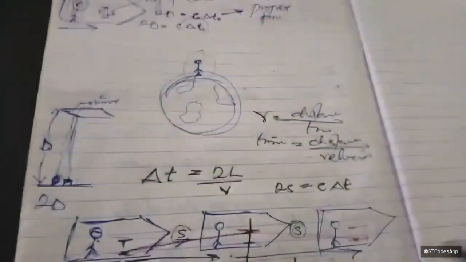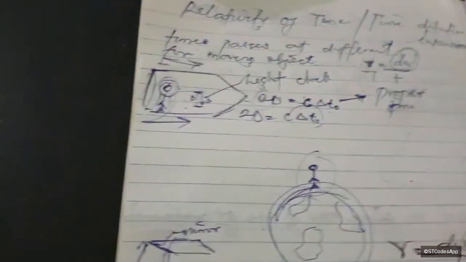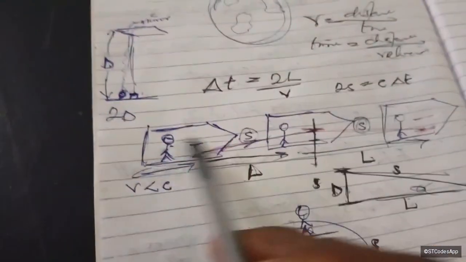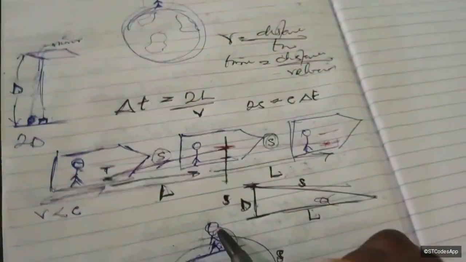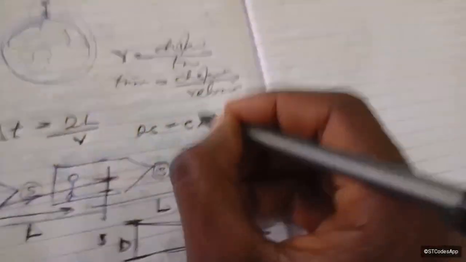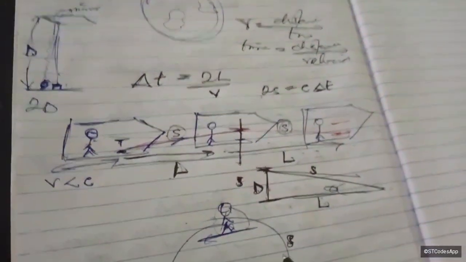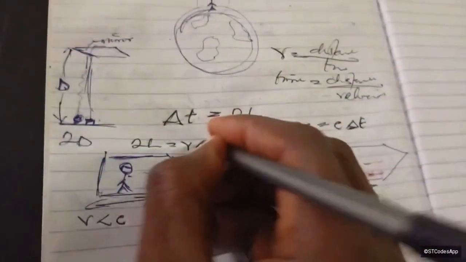So here is 2d. That is what this guy is saying. So in real time, actually this is what is happening. But with respect to what is happening here, this observer sees light to have traveled 2s, which will be equal to c delta t. Okay, but he sees the astronaut to have traveled 2L, which is equal to v delta t.